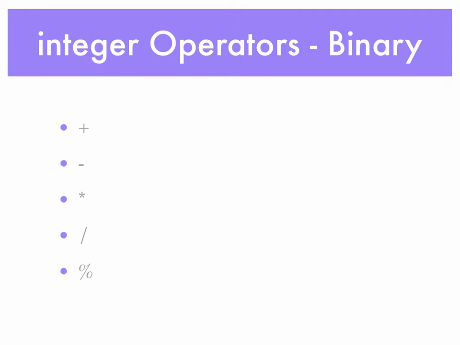Now, we have these operators for the integers, and they're all binary. They are our standard addition, subtraction, multiplication, and division, symbolized by the plus, minus, asterisk, and forward slash. The last symbol is the percentage sign, and that's the symbol for the modulus operation. When I modulus or mod something, I find the leftover after division. So if I were to mod 5 by 3, I would have the leftover 2. That's the value that would be returned to me.